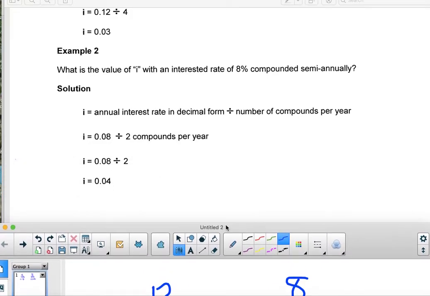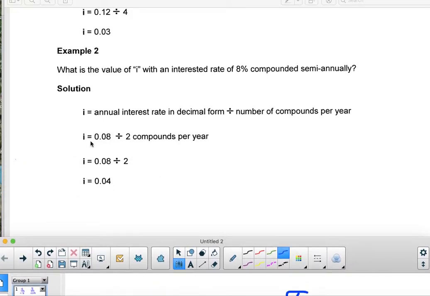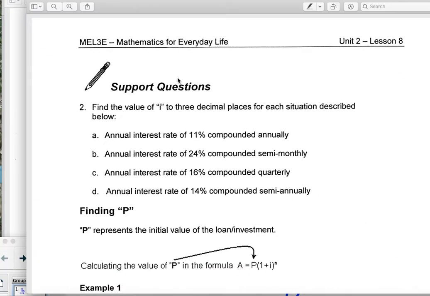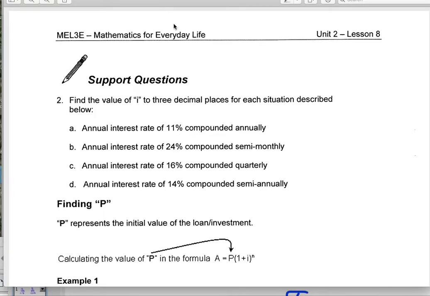So let's move this down, and we can see here that we've taken our 8% as a decimal. Oh, shoot, semi-annually, not semi-monthly. Semi-annually, twice per year. Hopefully you guys are on the ball. So it's twice, semi-annually, 2 times. Taking that 0.08, dividing it by 2, you're going to get an i value of 0.04. Again, if you want, you can do these support questions, practicing putting in your i value. So pause it, try these out, and then keep going.